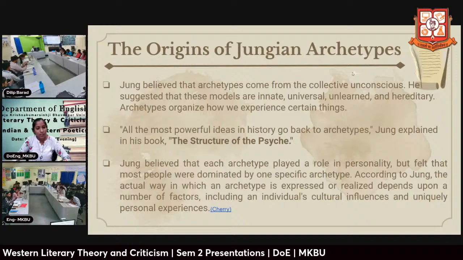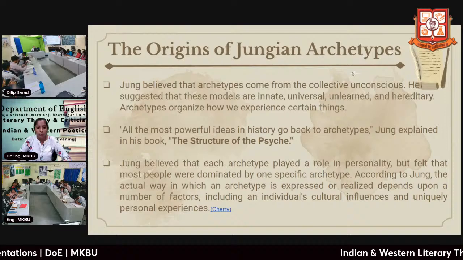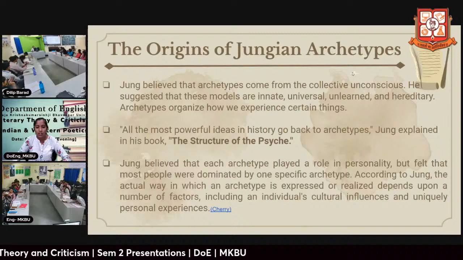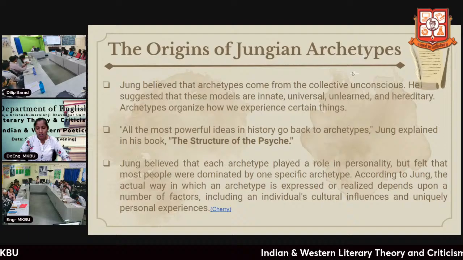Jung believed that each archetype played a role in personality, but felt that most people were dominated by one specific archetype. According to Jung, the actual way in which an archetype is expressed or realized depends upon a number of factors, including an individual's culture and unique personal experience. Then, Jung's major four archetypes.